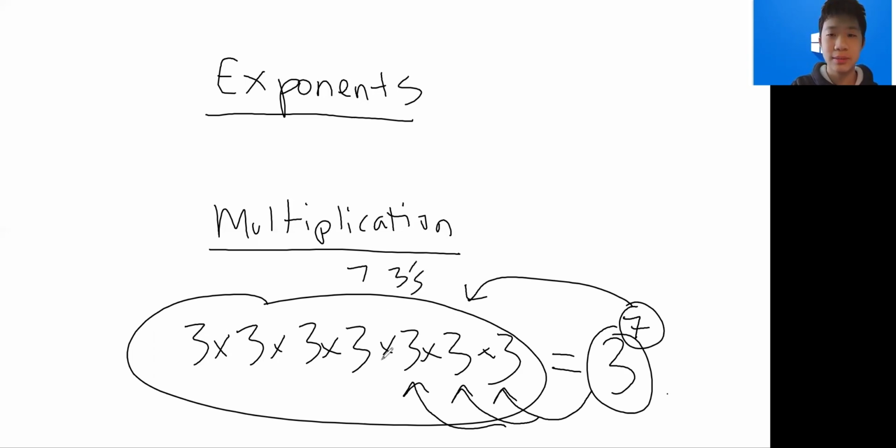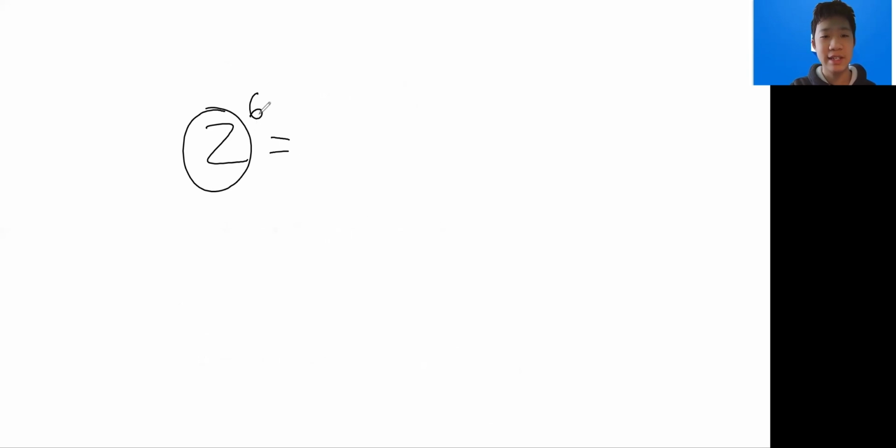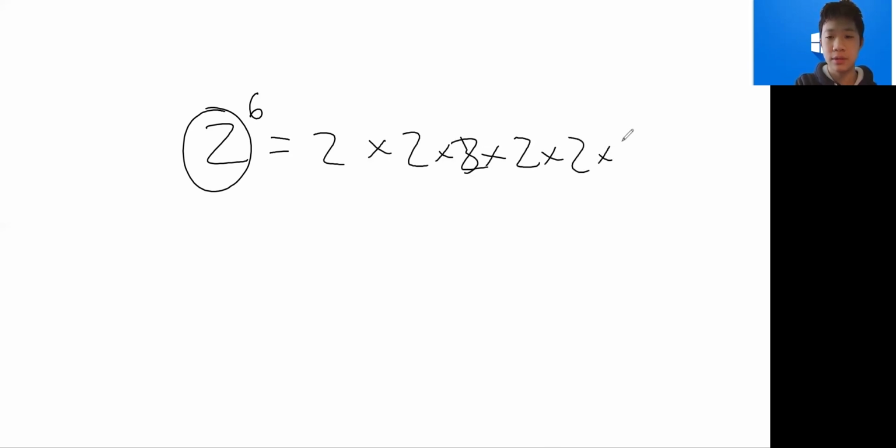Okay, so let me give you another example. Let's just say 2 to the 6th. Well, let's look at the bottom number. That means that we're multiplying 2's. And the top number, which is 6, means that we're multiplying 6 2's. So let's just write out 6 2's multiplying by each other. So that is 2 to the 6th power.